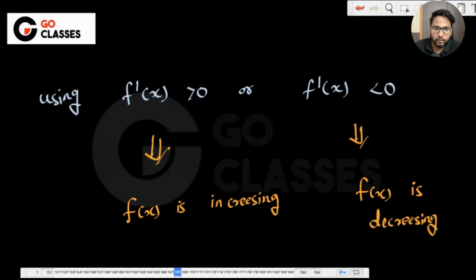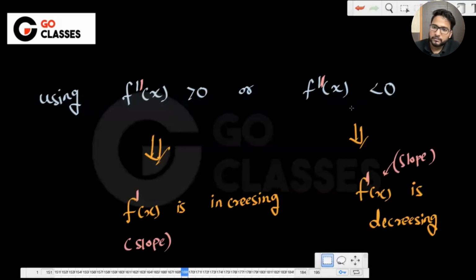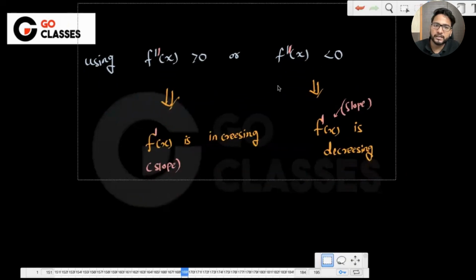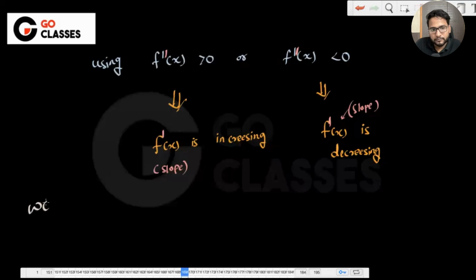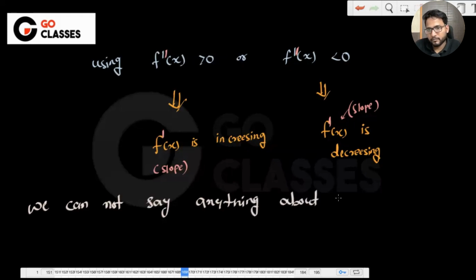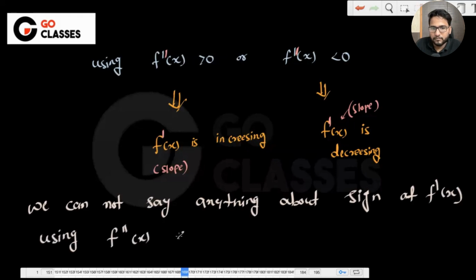Now, let's just put one more dash. So, if you have f''(x) greater than 0, you can only say whether f'(x) is increasing or not, which means slope is increasing or not. Can you say anything about the function? Can you say anything about the sign of f'(x)? See, you can only say that f'(x) is increasing or decreasing. We cannot say anything about the sign of f'(x). Sign of f'(x) means what? Function is increasing or decreasing, right? So we cannot say anything about the function.